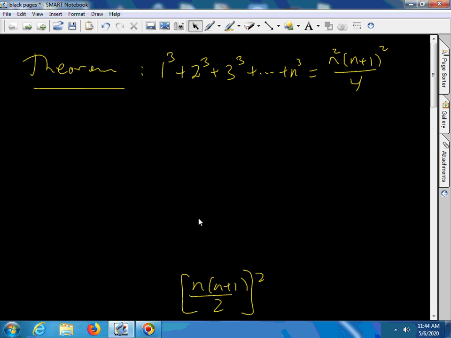Maybe you can think of why it would be the sum of the first n counting numbers squared. But it is what it is.